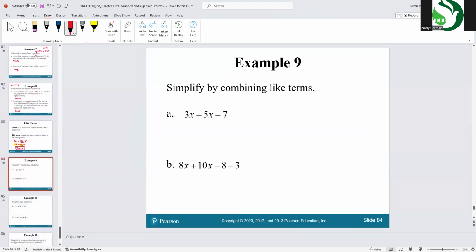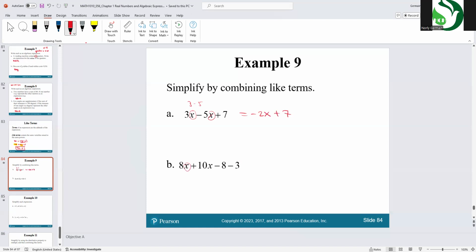Let's see some examples. Here we have 3x minus 5x. First of all, because both of them have x, you can subtract the coefficients. So 3 minus 5 gives us negative 2x plus 7, because you have nothing to combine the 7 with.